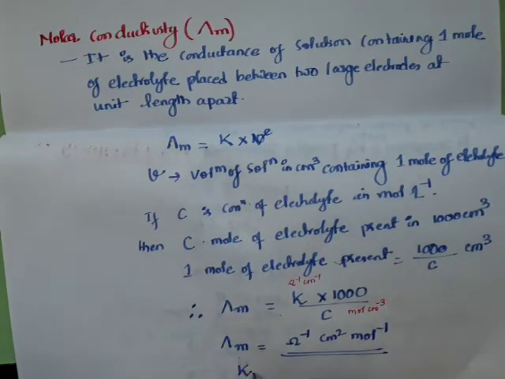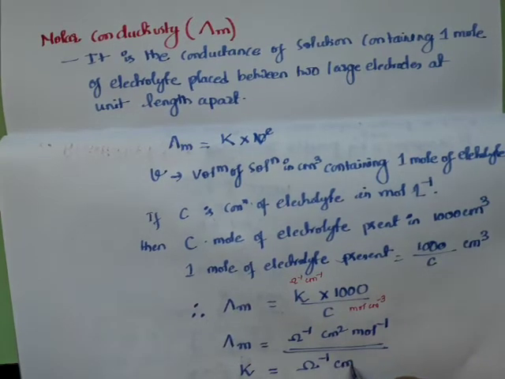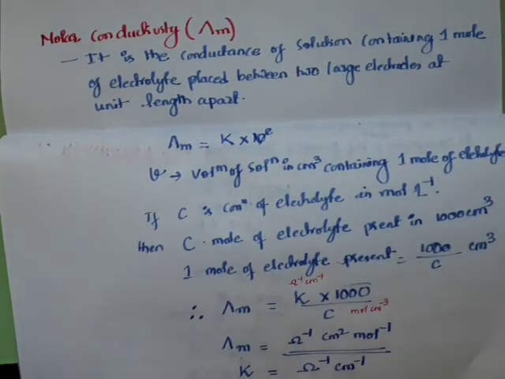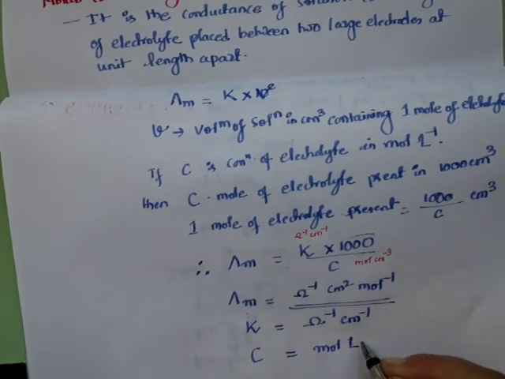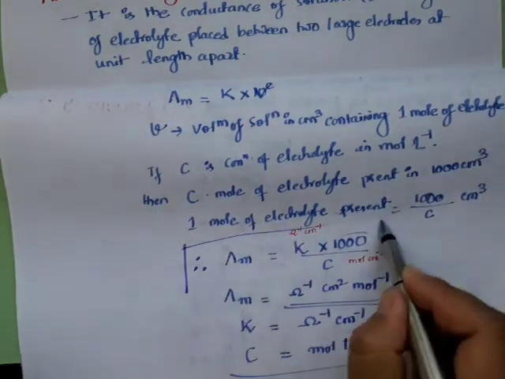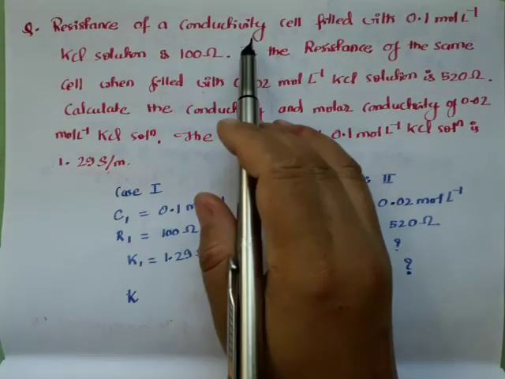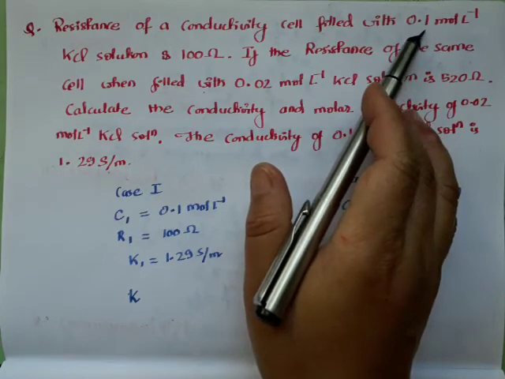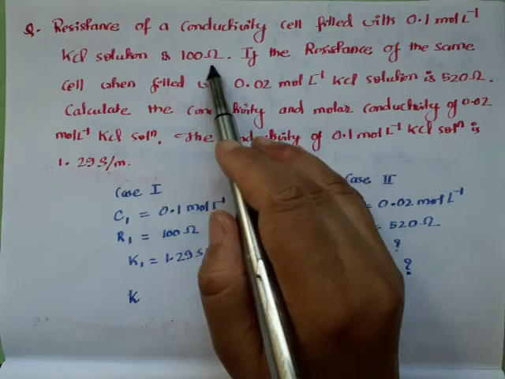So kappa is your conductivity, its unit is ohm inverse centimeter inverse, and concentration is in mole liter inverse. Okay, so with all these equations, now let us try to do one sum. A conductivity cell is filled with 0.1 molar solution. For this solution the resistance is 100 ohm.